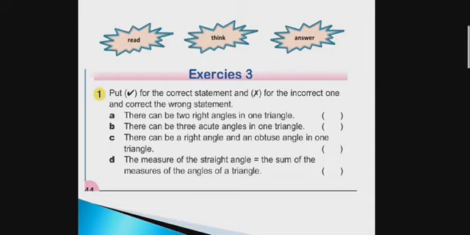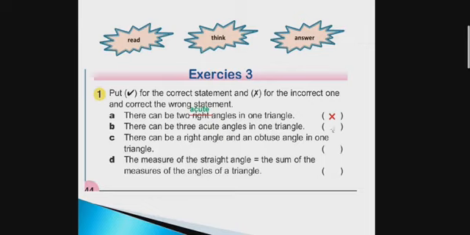True or false? A. There can be two right angles in one triangle. Of course, that's false, and we will correct this. We can change the right angle to an acute angle. B. There can be three acute angles in one triangle. That's true.